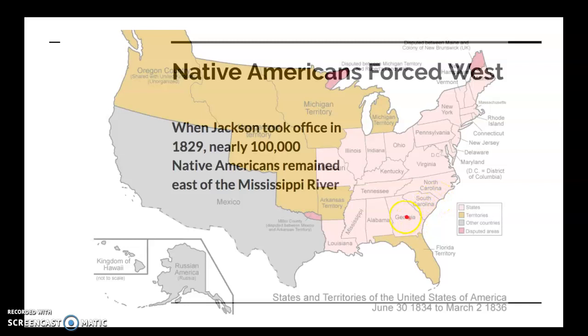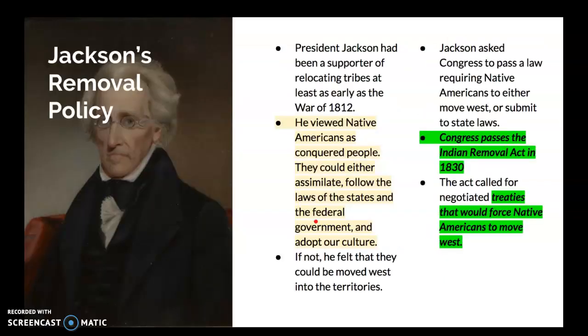The white settlers and a lot of people down in the South especially wanted them moved over here to the west side of the Mississippi River, across the west bank of the Mississippi River.